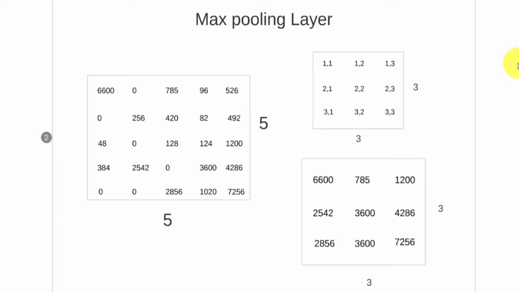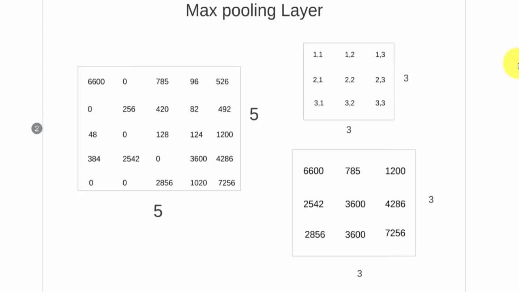Now pooling layers are of different kinds. You have average pooling layer, you have minimum pooling layer. Great. So this is the technique used to reduce your matrix size. Now let's take a look at another technique.